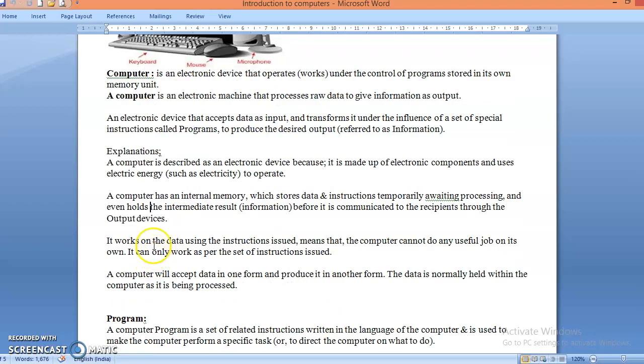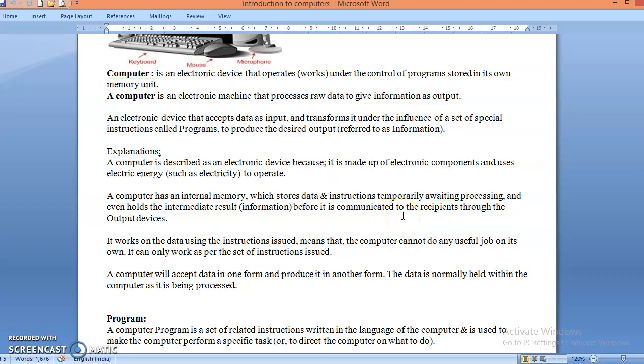About the components of a computer: it has an internal memory which stores data and instructions temporarily awaiting processing, and even holds the intermediate result before it is communicated to the recipient through the output devices. So it has an internal memory which already has some instructions for the computer on how to operate and work.